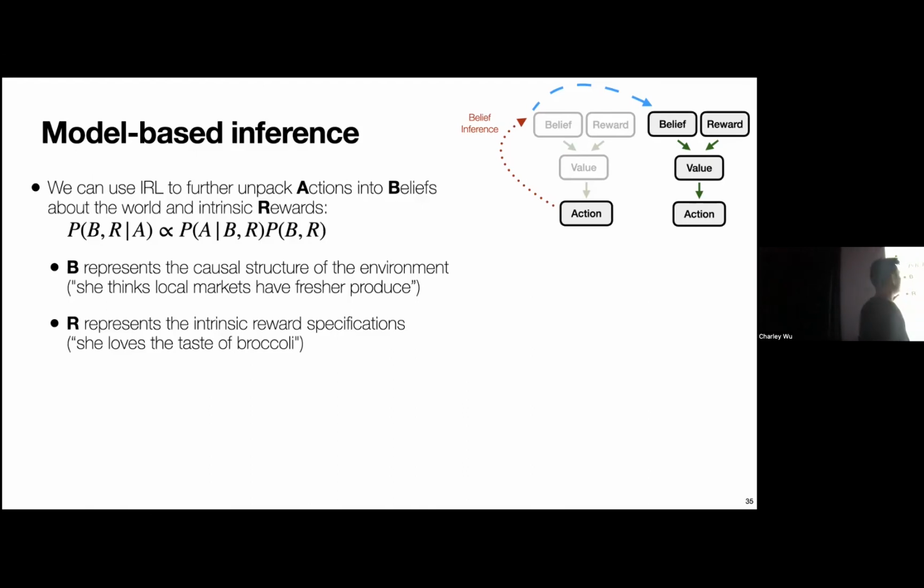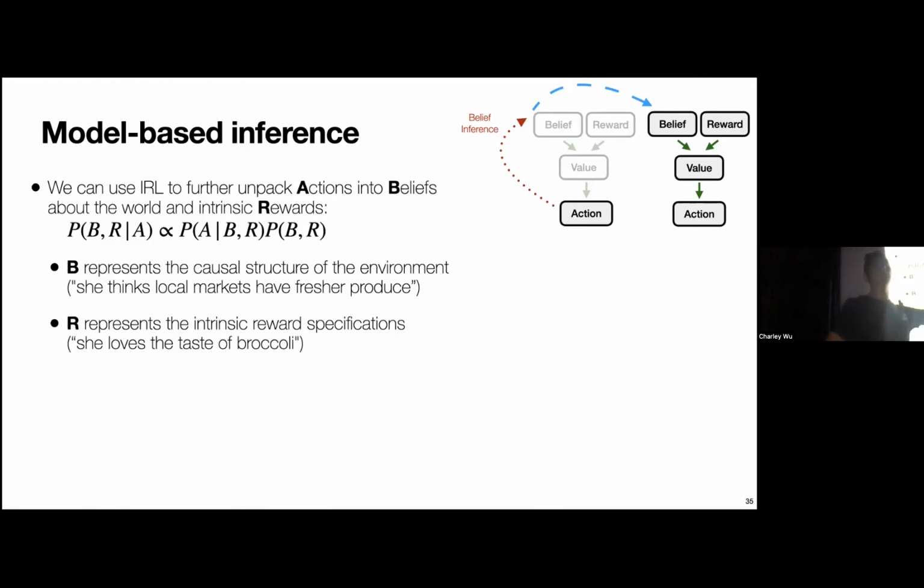where beliefs represent something about the causal structure in the environment, right? We think about beliefs as being, oh, she thinks local markets have fresher produce, right? Because we see somebody carrying some groceries from a local market and they look really nice. And we might infer something about the structure of the world based on the fact that a local has visited the market. And then rewards here represent something about the intrinsic specifications of that individual.